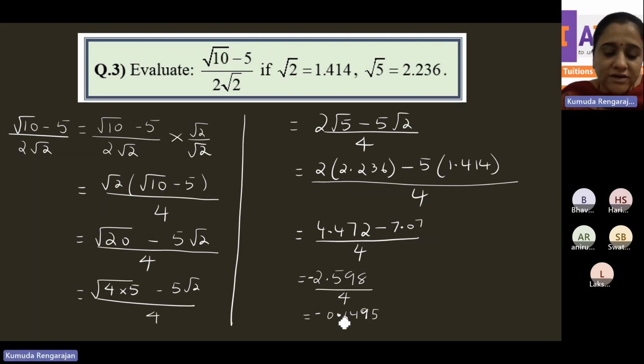Miss, how did the 2 root 5 come? Okay. So under the square root, Pranav, we have 4 into 5, right? Yes, miss. What is the square root of 4? 2, miss. And 5 is not a perfect square, so that remains under the square root, right? Yes, miss. So 2 root 5. That is, 4 comes out of the square root as 2 and root 5 remains. Okay. Finished.